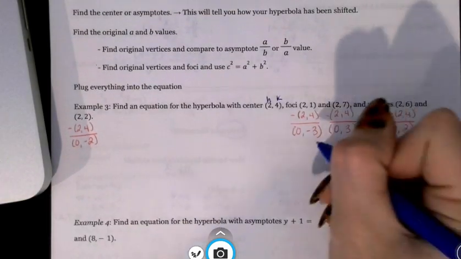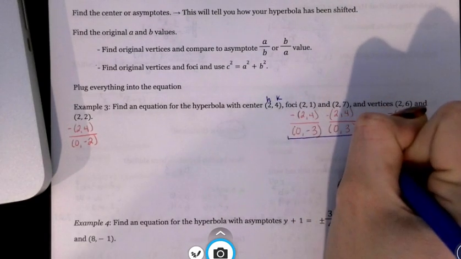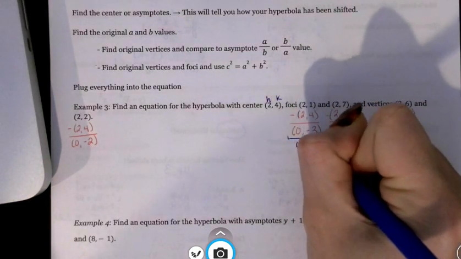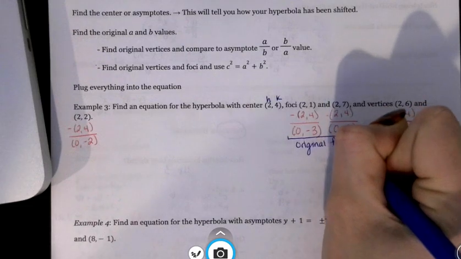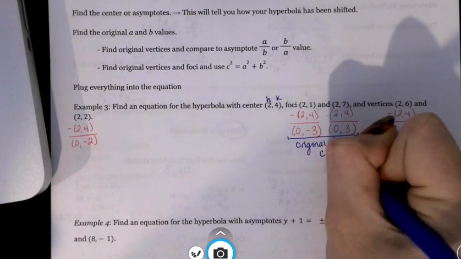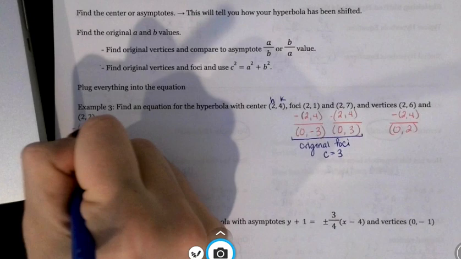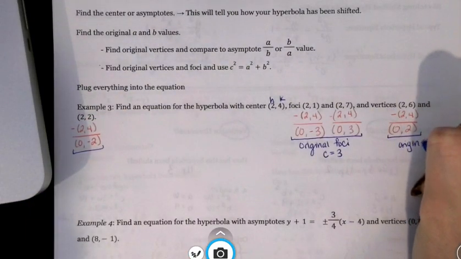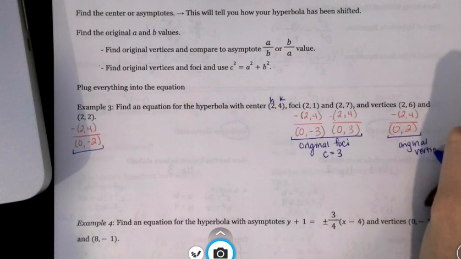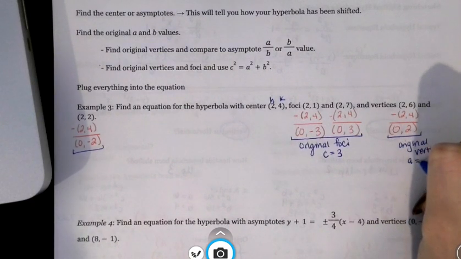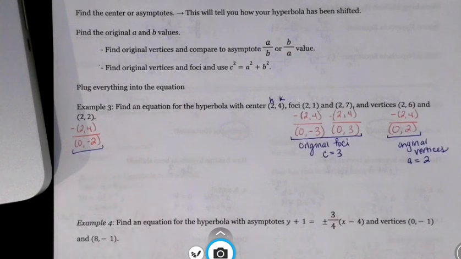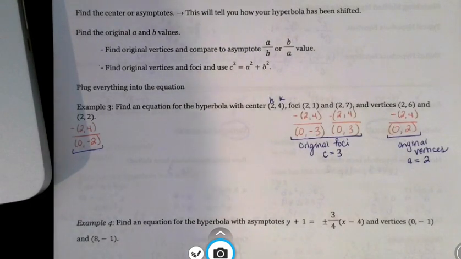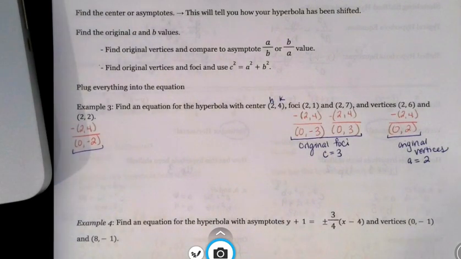So I am going to label these right here were my original foci, which means C equals 3. And then this one and this one are my original vertices, which means A equals 2. So now to write our equation, we need to figure out our B, and then we'll have enough information.